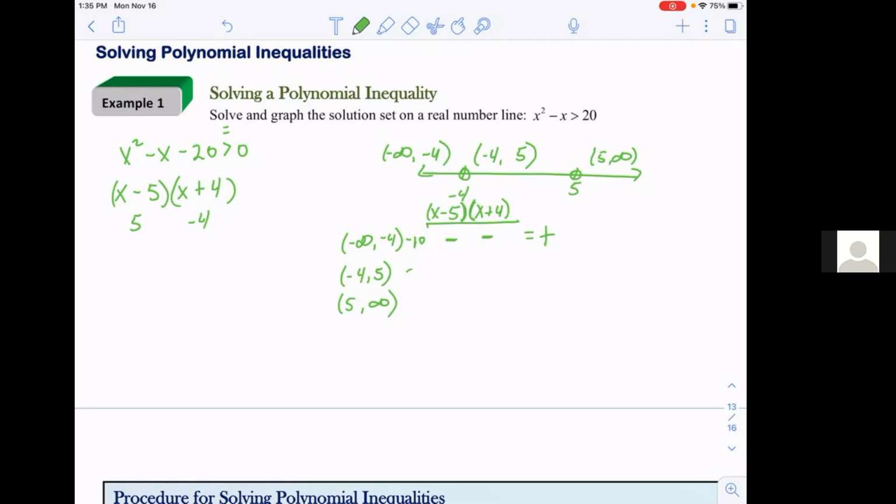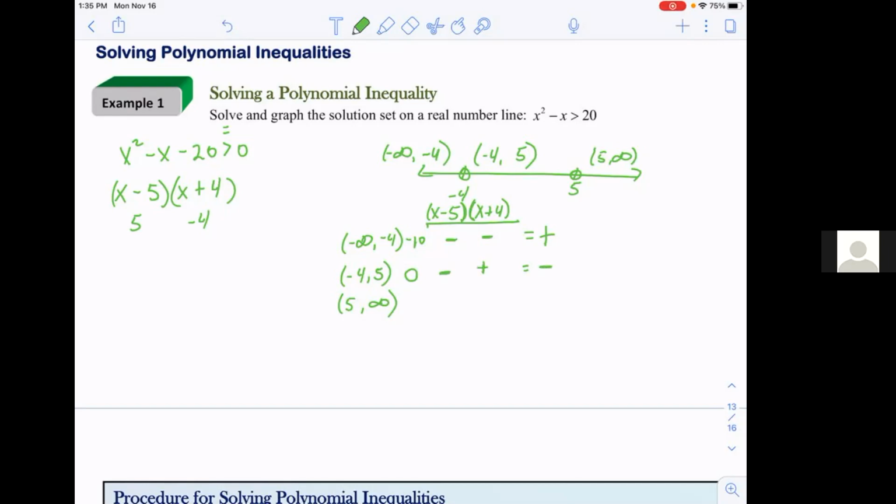Let's pick something in this one. 0 is probably, I had a sign change, meaning from the left-hand side of -4 to the right-hand side of 5, I had a sign change. It went from negative to positive. So that means that 0 has to be in this interval. So I'm going to put 0 in for x, and I'm going to get a -5. I'm going to put a 0 in for x and get a +4. And now a negative times a positive will give me a negative.